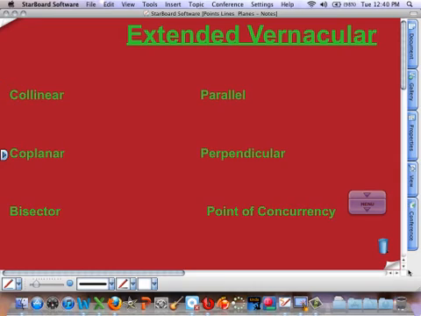Who can explain to me what collinear means? Same line. Yeah, on the same line. That's it. So we have two or more points that are collinear. That means they're on the same line. What about coplanar? Jackson? On the same plane.